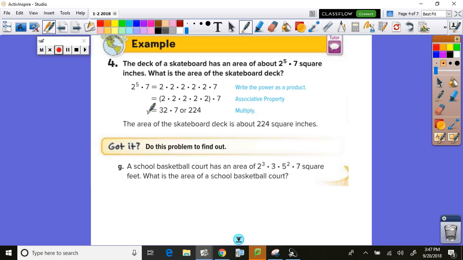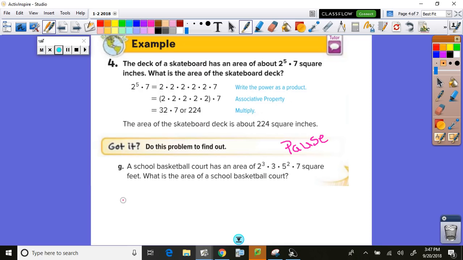Example 4 is a word problem. It says that the deck of the skateboard area has an area of 2 to the 5th times 7 square inches. What is the area? So that means 2 to the 5th, I'm going to do 2 times 2 times 2 times 2 times 2, which is 32, and then times 7, so it's 224. So here, please do this problem, pause, and then come back, and we will look at the answer.